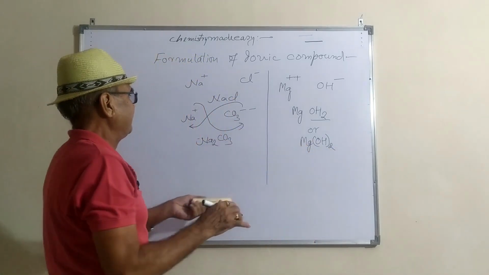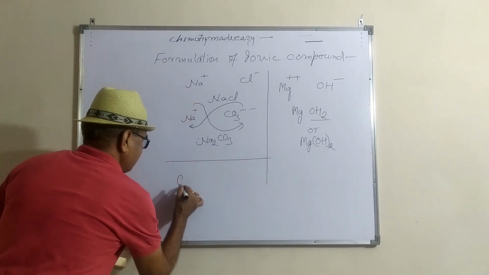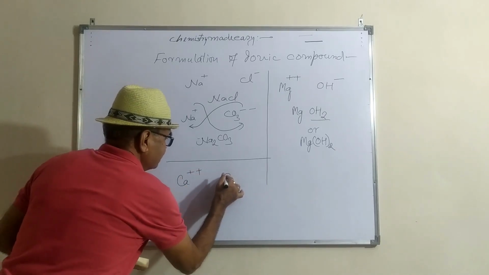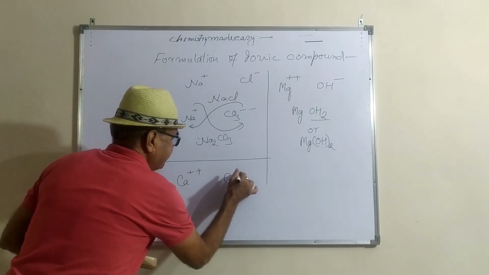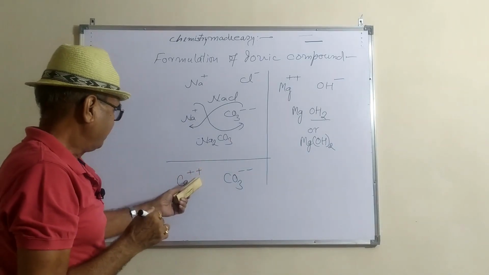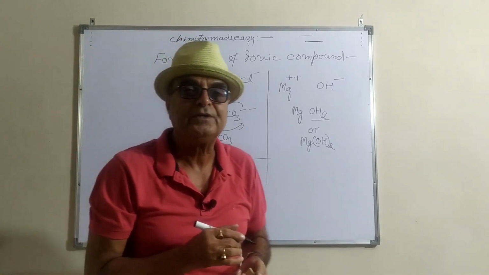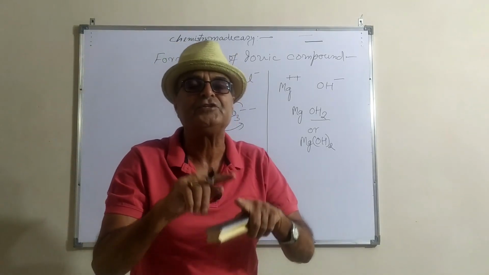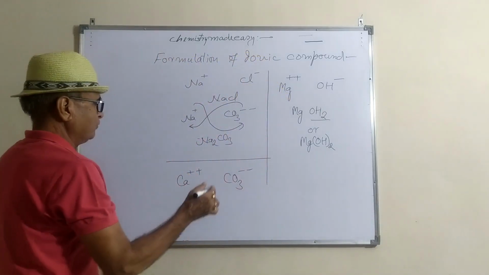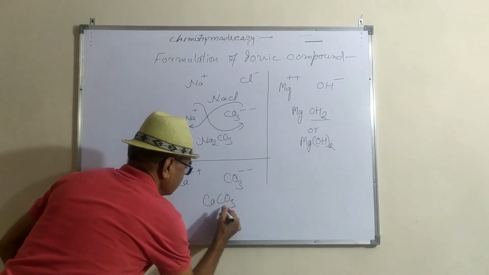I am taking another example. Here I am taking calcium double positive and CO3 double negative. Now you don't need to cross multiply the charges of the anion and cation, so you have to write only CaCO3.